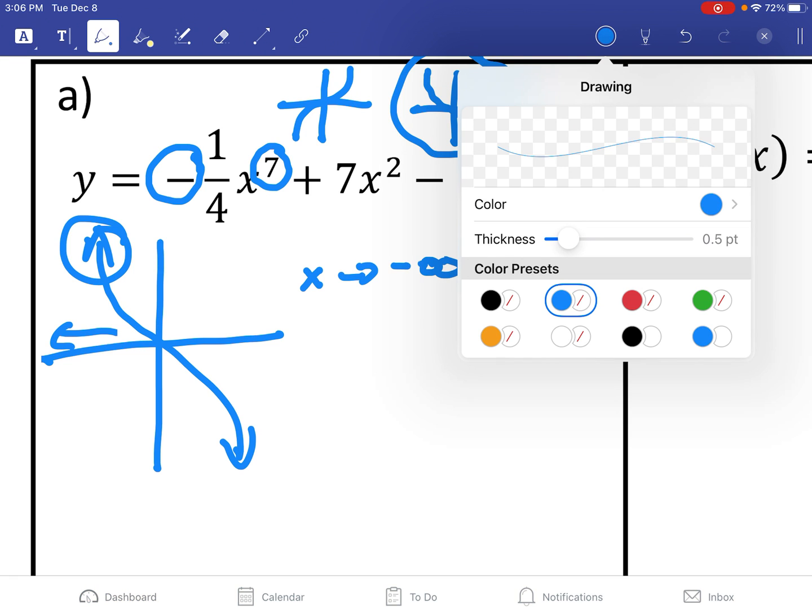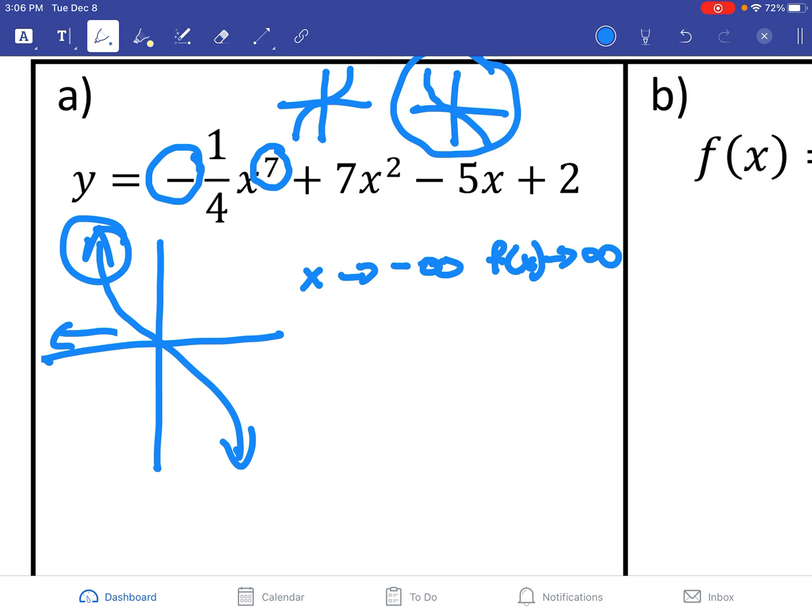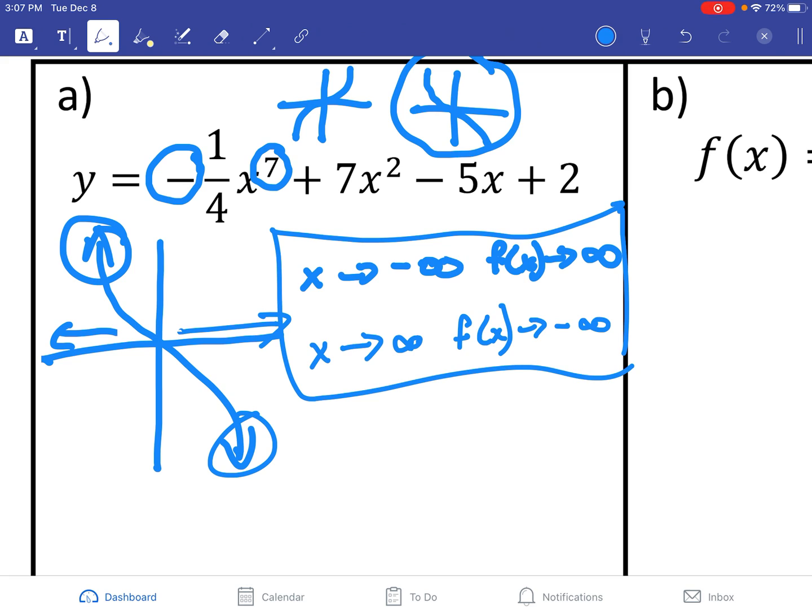Sorry, I'm going to try and make the pen a little bit thinner. All right, the other part is, as the graph goes to the right towards positive infinity, what does f of x do? What's the graph doing? The graph is going down towards negative infinity. And this is the end behavior. What are the ends of the graph doing? How are they behaving as you move to the left and to the right? Is the graph going up towards positive infinity, or is the graph going down towards negative infinity?